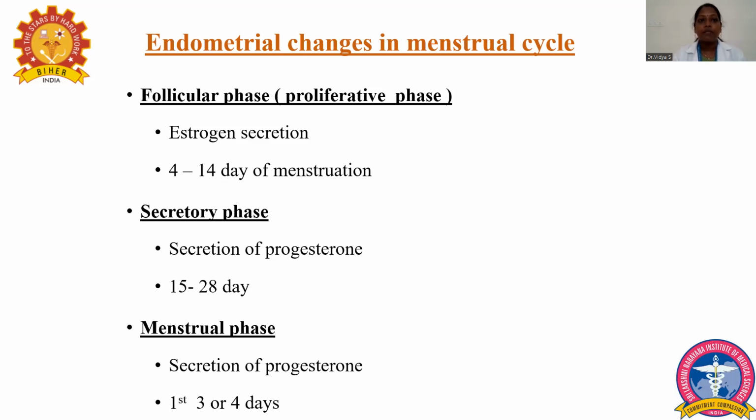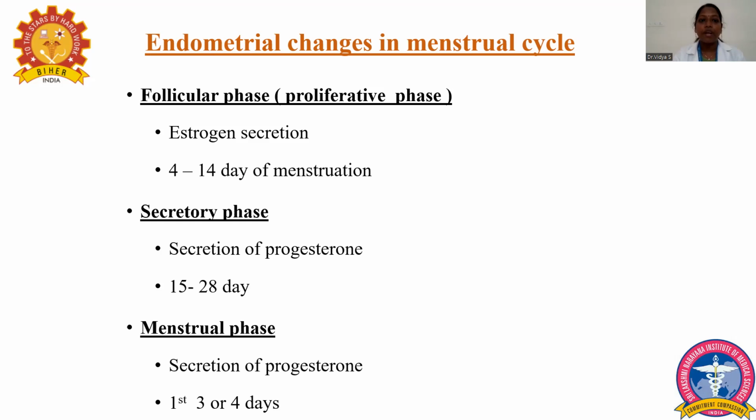This comes under follicle secretion. Follicles are going to be produced in this phase. That way, we call it the follicular phase, otherwise the proliferative phase. Next is the secretory phase, which is going to secrete something. Here, the hormone secreted is progesterone. The secretory phase is the secretion of progesterone. It is about the 15th to 28th day. Next is the menstrual phase. It is the first 3 or 4 days.